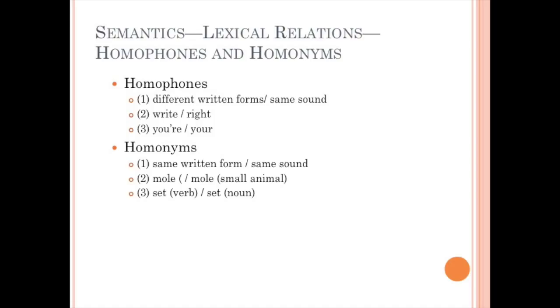Now, homonyms have the same written form and the same sound. So a mole could be a mole on your skin, or it could be a small animal. We can set something down on a table, but we could also buy a set of books or CDs.